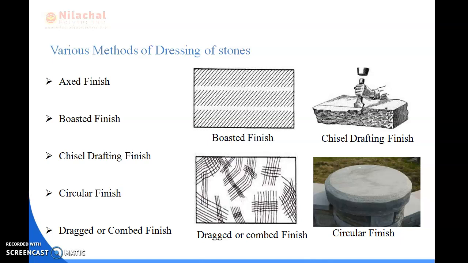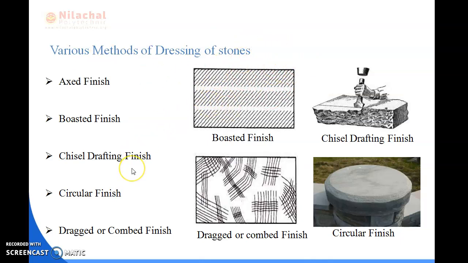Okay. Next is boasted finish. Boasted finish, here you can see the diagram. Okay. In this type of finish, the boaster is used to make non-continuous parallel marks on the stone surfaces. You can see here the parallel marks are there on the stone surfaces, and these marks may be horizontal or vertical. Okay. This is the boasted finish I have told.